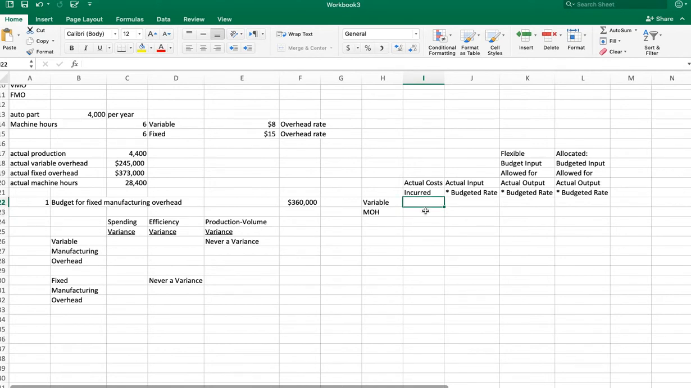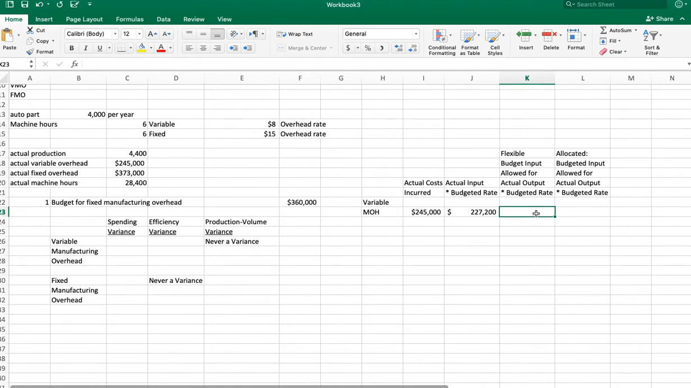And so our actual variable overhead was given to us, and it was $245,000. Our actual input times our budgeted rate. Okay, so we go back and see what our variable was based on. It was based on machine hours. Our actual input machine hours was 28,400, and our budgeted rate was $8. That was given to us. Those dollar signs always throw my formulas off. Okay, and then I'll just go ahead and calculate all these.